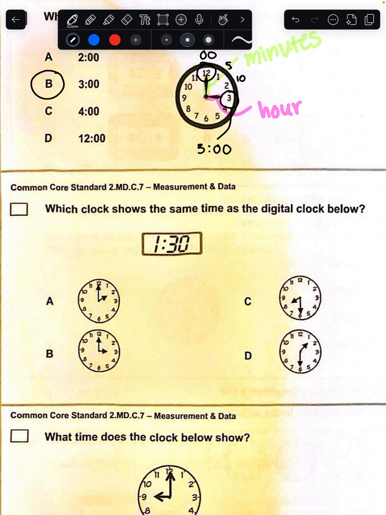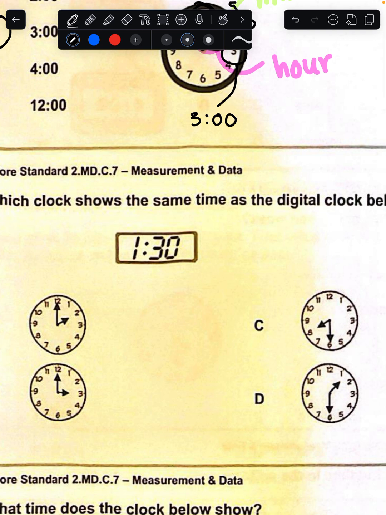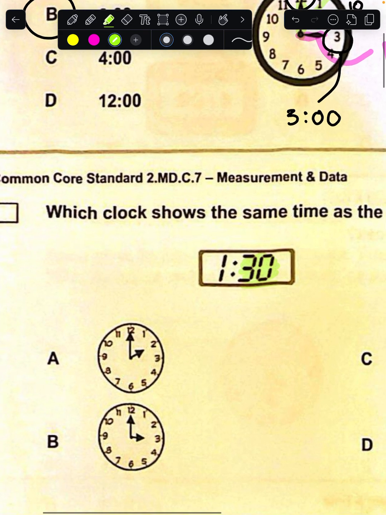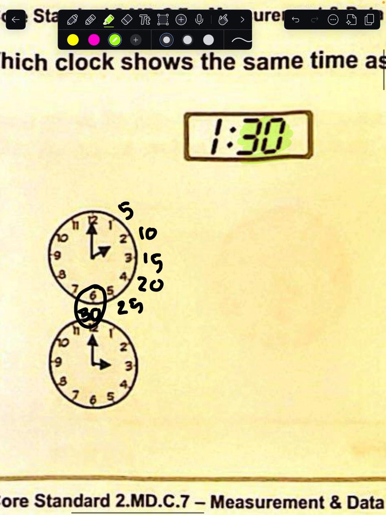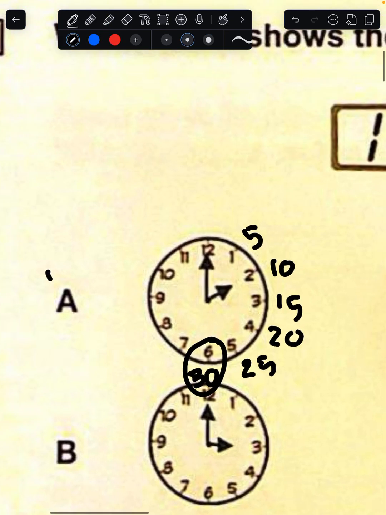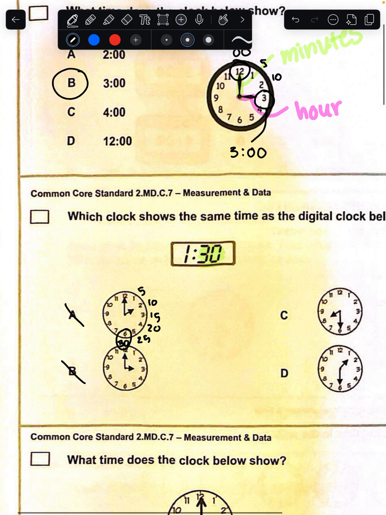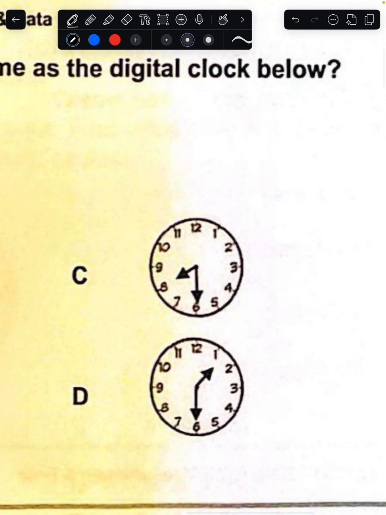Next, it says, which clock shows the same time as the digital clock below? So it says 1:30. So the best way is to first start off with minutes. So minutes is 30. So we'll just go by this clock here. So it's 5, 10, 15, 20, 25, 30. So it's here. So we need the longhand to be pointing at the 6. So we know it's not A, it's not B. It's either C or D.